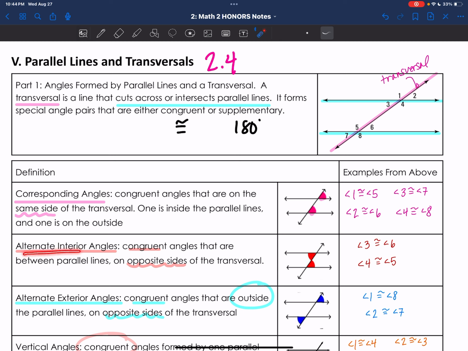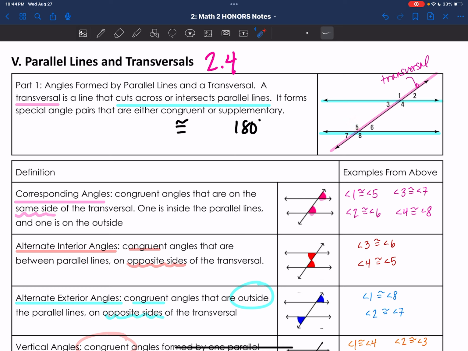The next one is alternate interior. They are congruent angles, but on opposite sides. That's where the alternate and the opposite comes in. They're on alternate sides of the transversal, and interior means they're inside the parallel lines. So 3 and 6 are inside the parallel lines. Think of your parallel lines as like a river. This would be interior. So 3, opposite of that would be 6. If you have 4, the opposite of 4 is 5. So that makes your alternate interior.